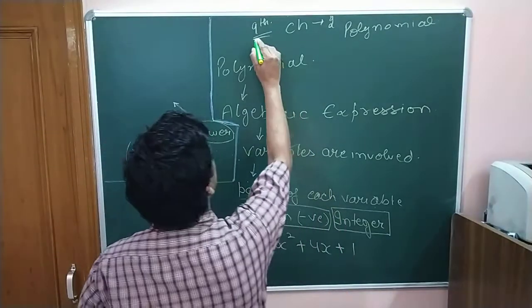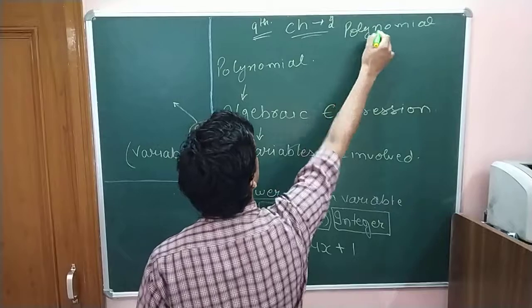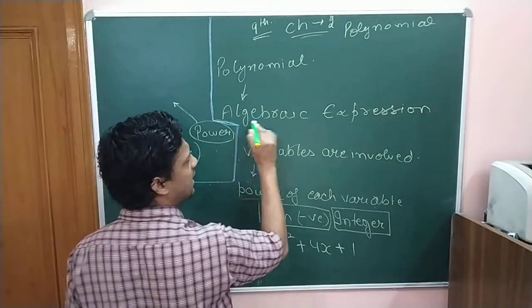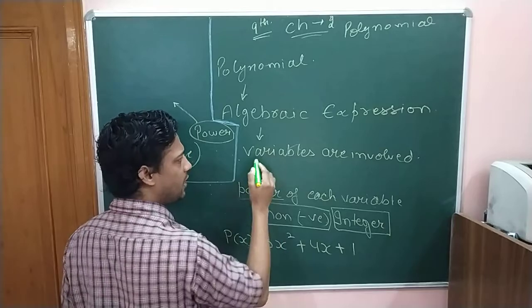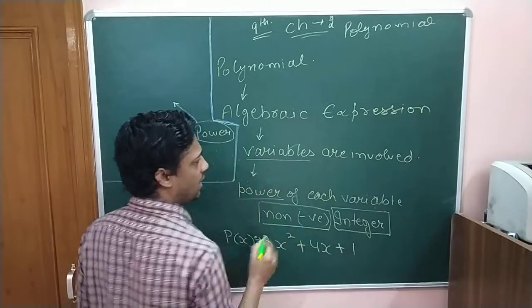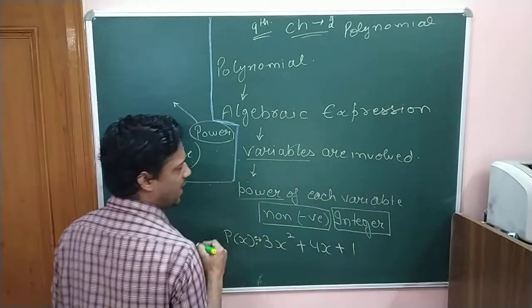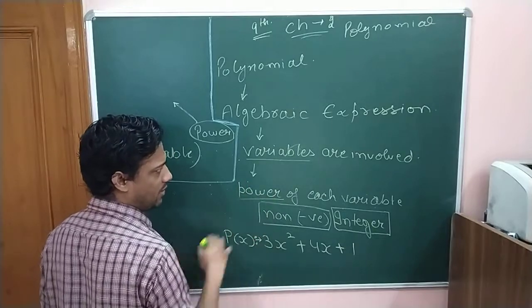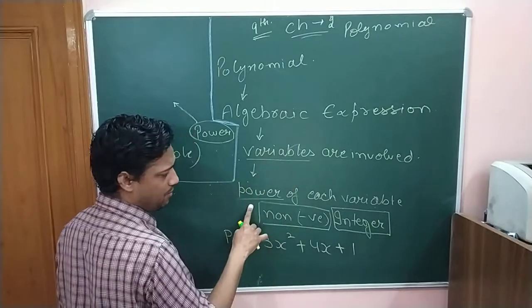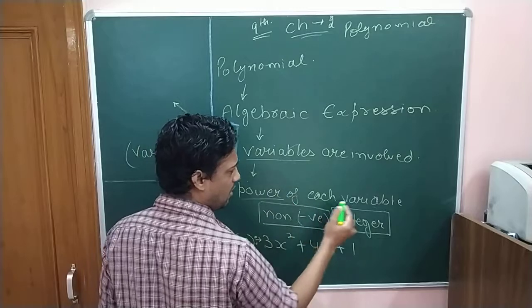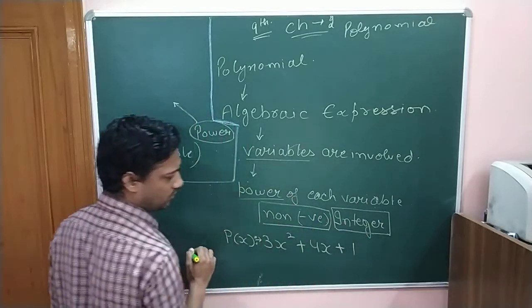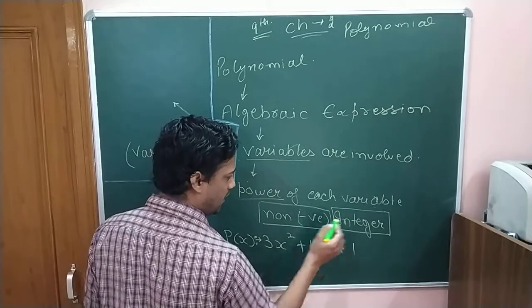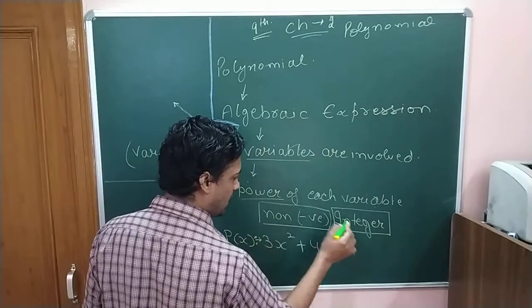Sir, today we are going to start the 9th class, chapter number 2, polynomial. Polynomial is an algebraic expression in which variables are involved. And every variable has a power, and every variable's power should be a non-negative integer. वो क्या होनी चाहिए? Should be a non-negative integer.